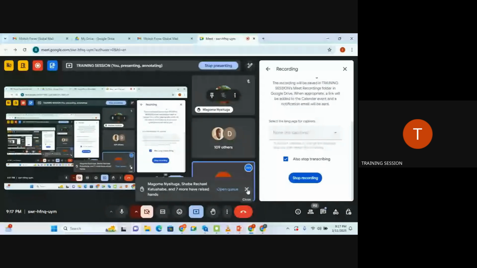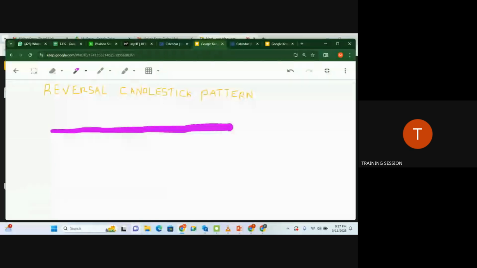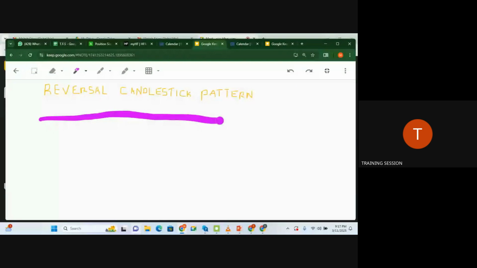Now let's continue. Let me go back to the whiteboard again. We have what we call bullish reversal candlestick patterns and bearish reversal candlestick patterns. So let's assume we have this area called resistance, and down here a point called support.